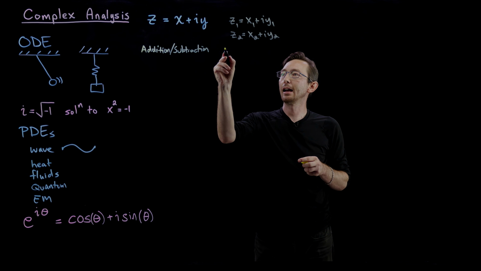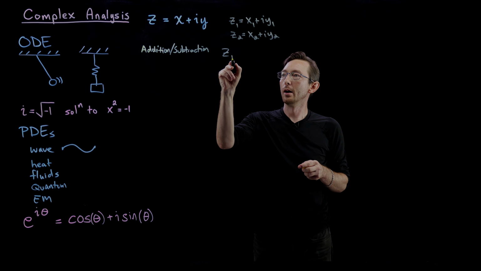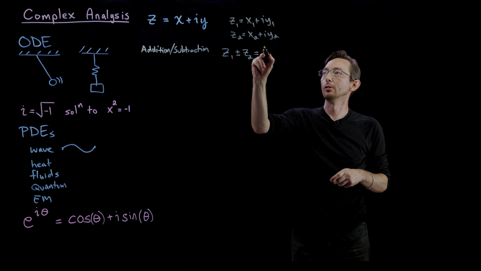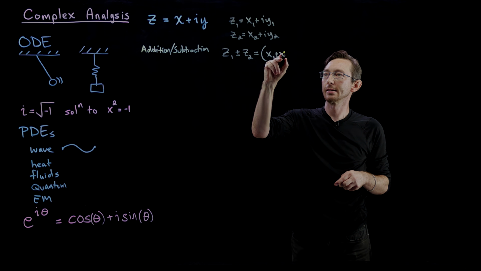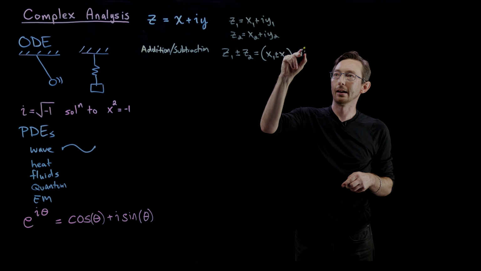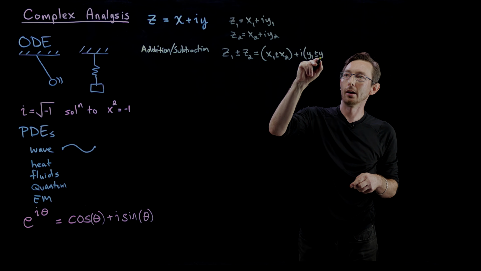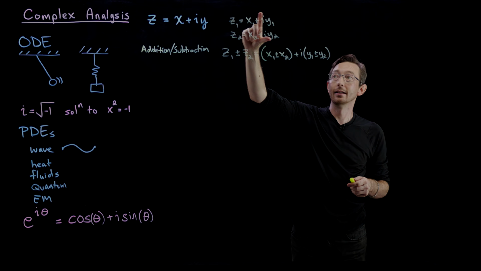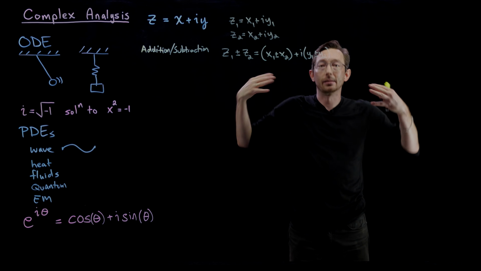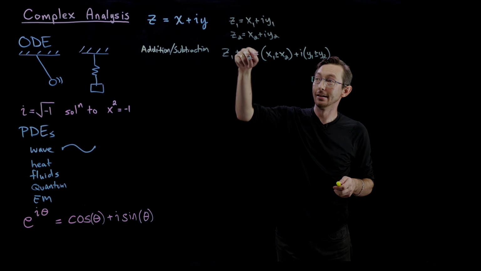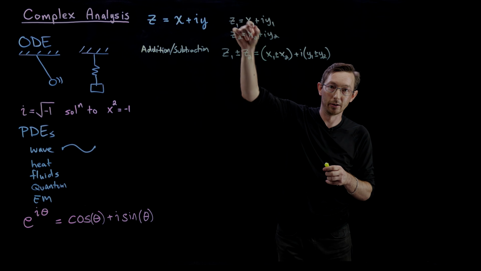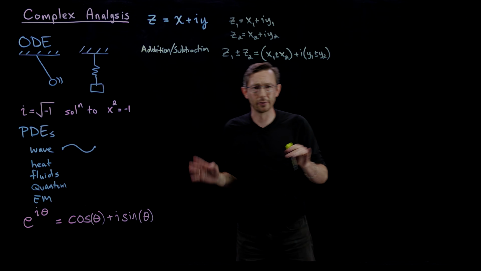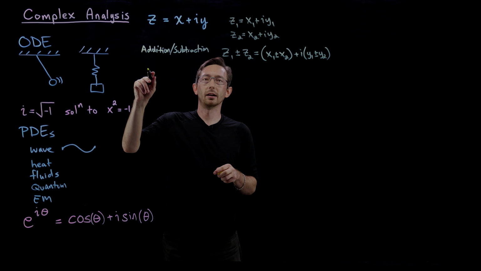So addition, subtraction, if I have z1 plus or minus z2, then that is going to equal x1 plus or minus x2 plus i times y1 plus or minus y2. So if I add two complex numbers, z1 plus z2, the real parts add and the imaginary parts add. And if I subtract two complex numbers, z1 minus z2, then I subtract the real parts, x1 minus x2, and I subtract the imaginary parts, y1 minus y2. Very, very simple.